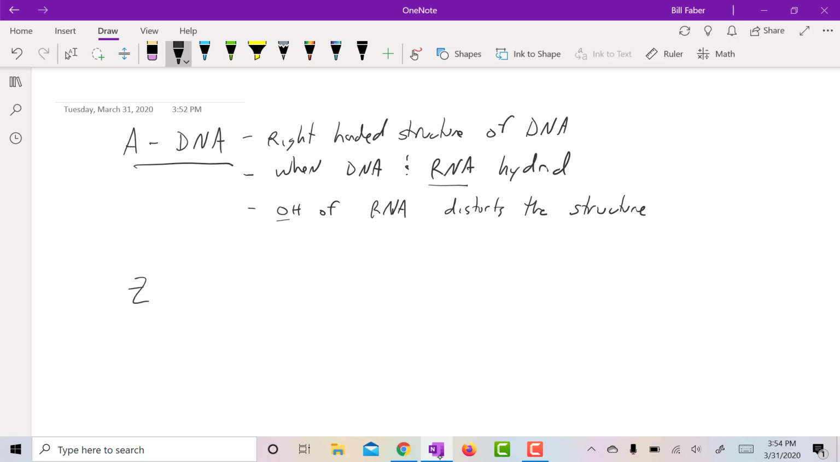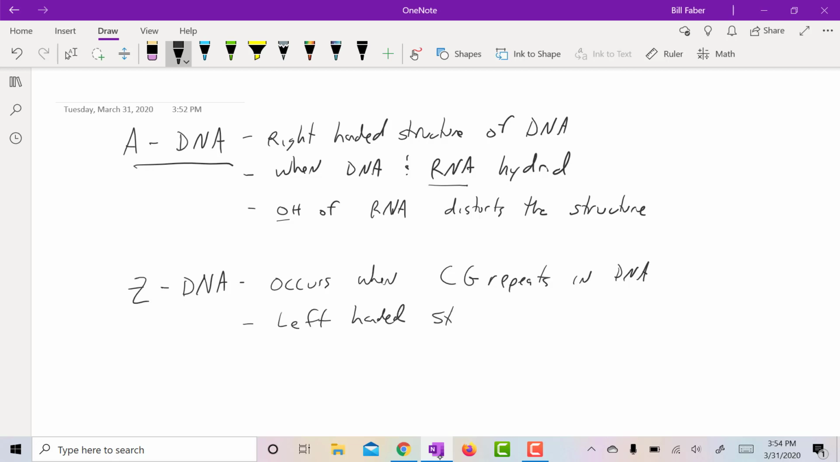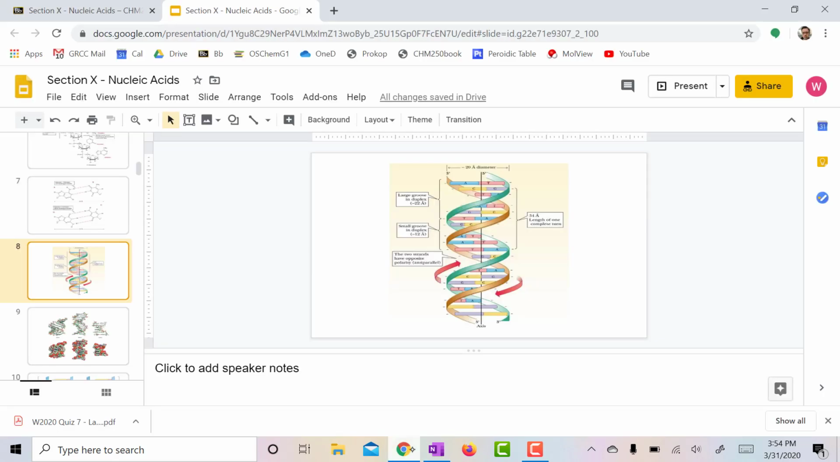And then the last one I want you to know is what's called Z-DNA. Z-DNA occurs when there's a bunch of CG repeats in the DNA. And this actually is a left-handed structure. All right, so let me show you a good image of this.